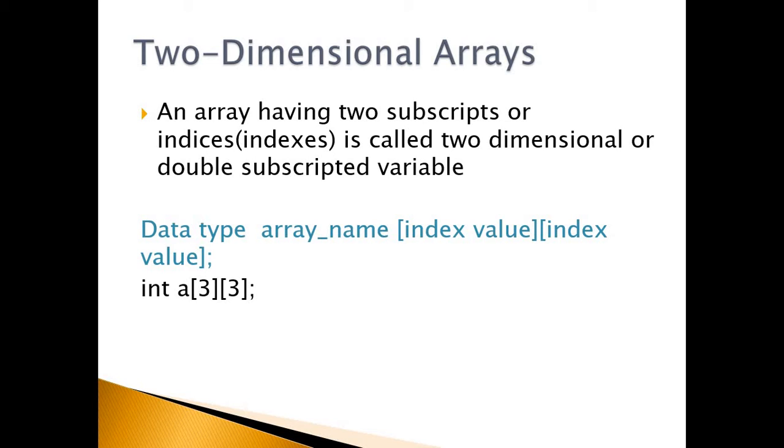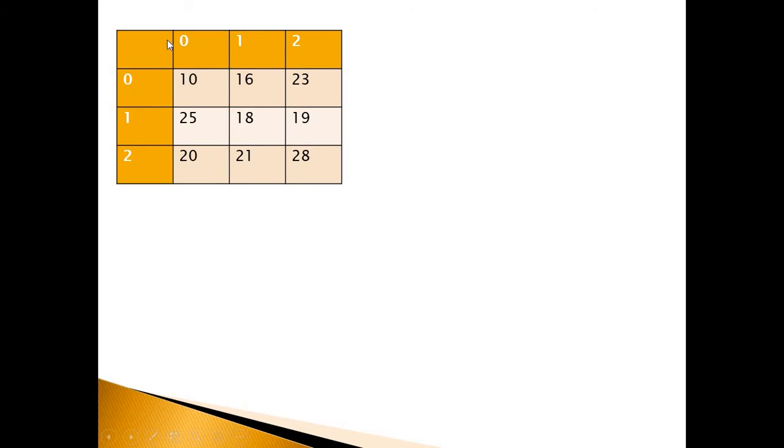Let us see how a two-dimensional array is used in C with one example. Suppose these are the values which we want to store in tabular format with 3 rows and 3 columns. It can be stored in tabular format in this pattern. There are two subscripts required. One will keep track of the rows. These are the rows 0, 1, 2.